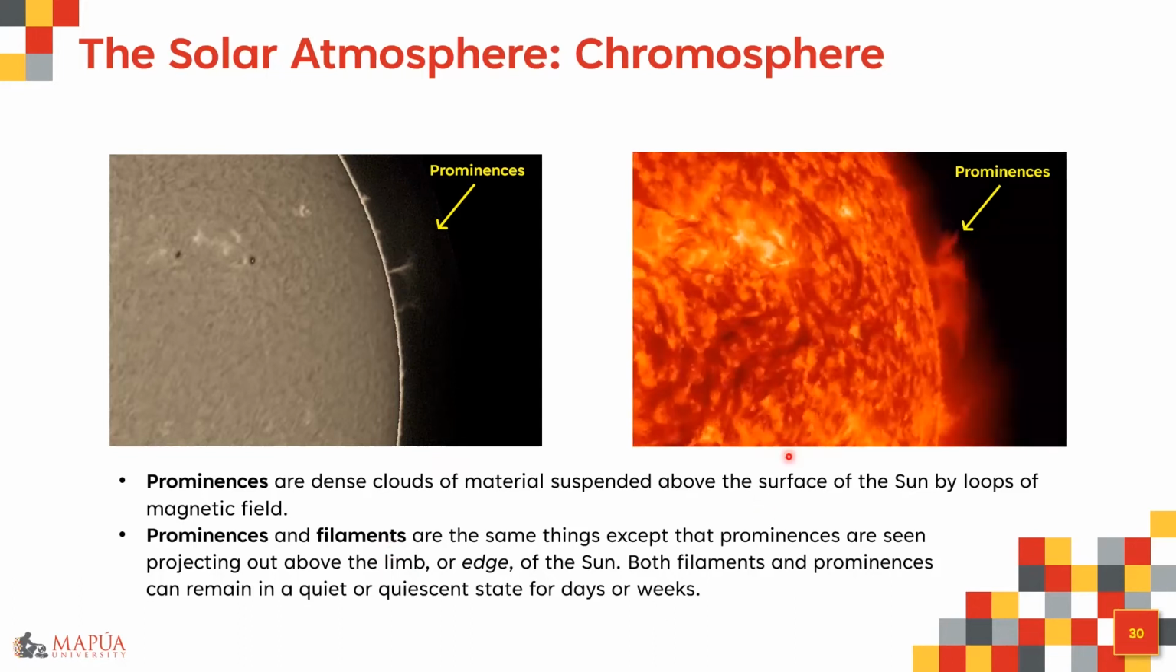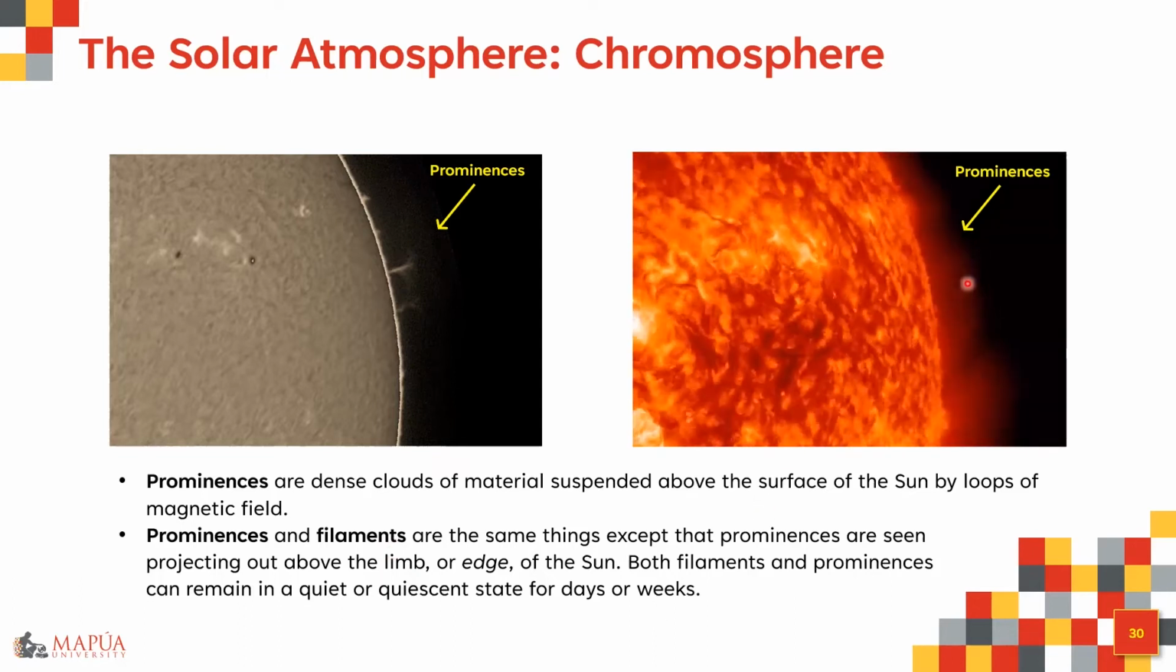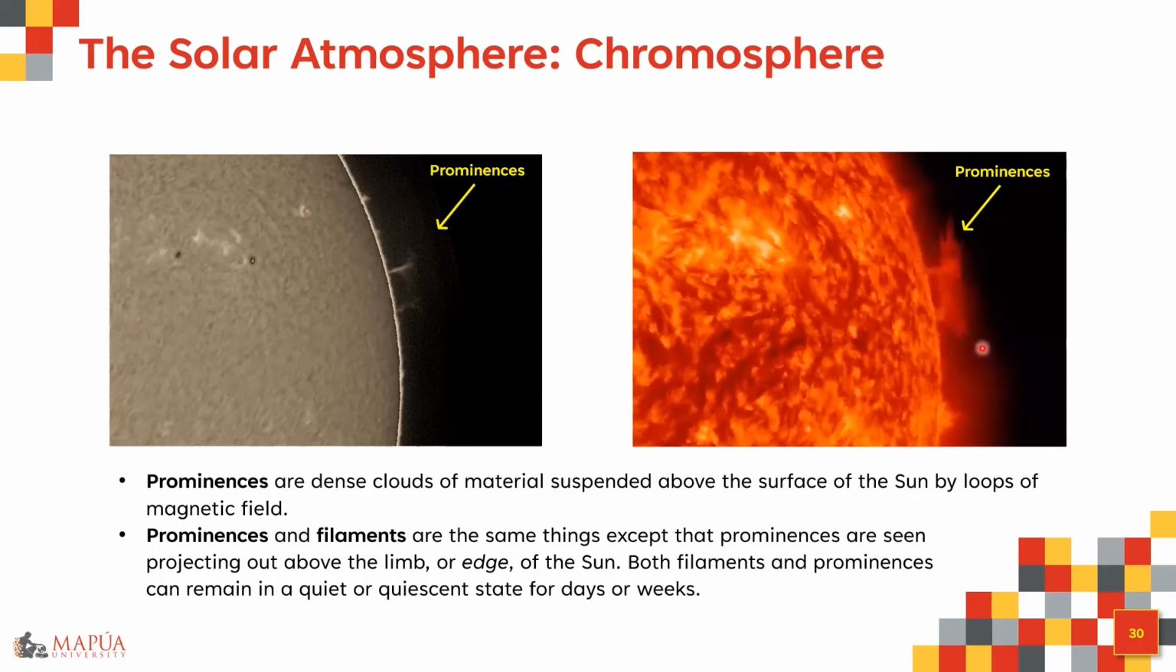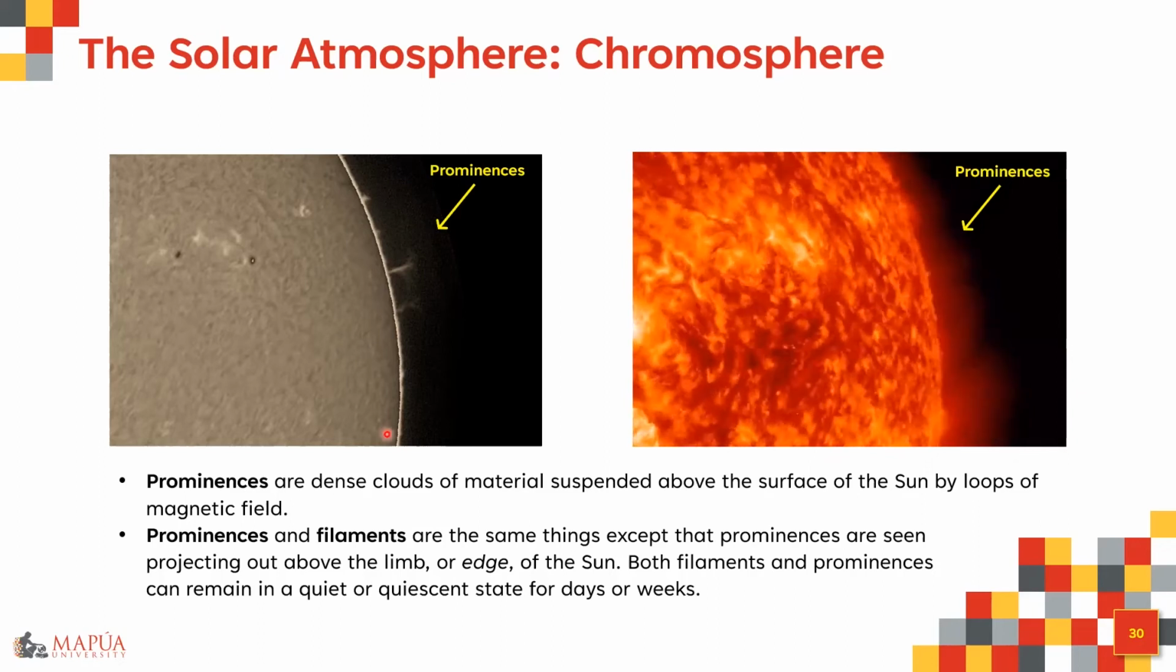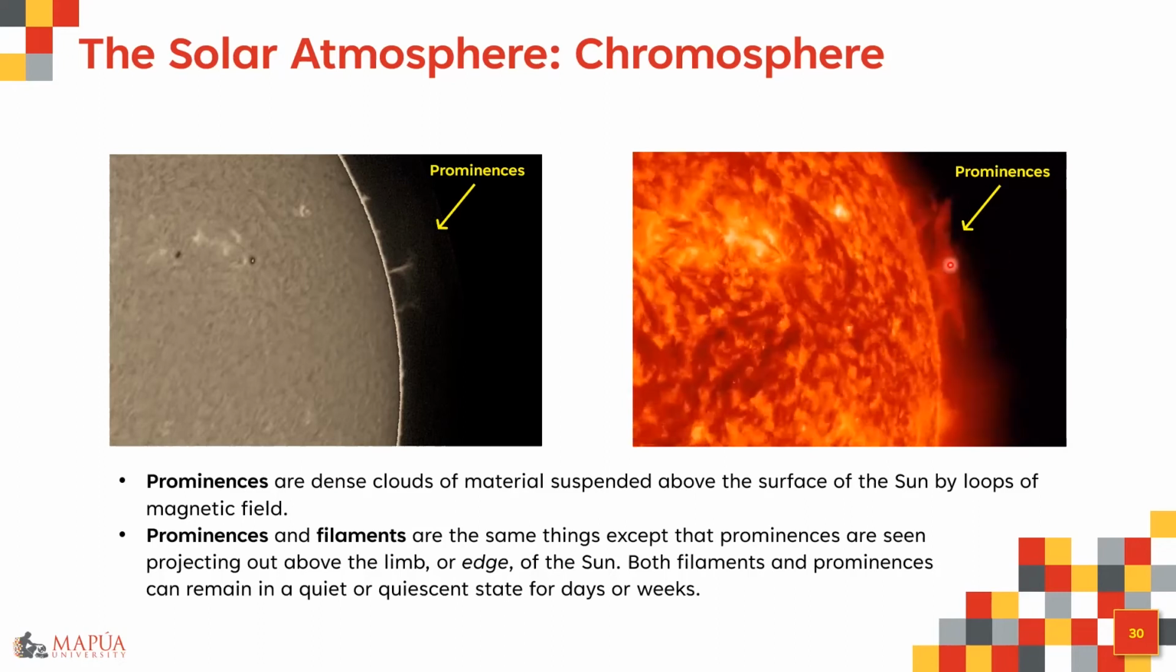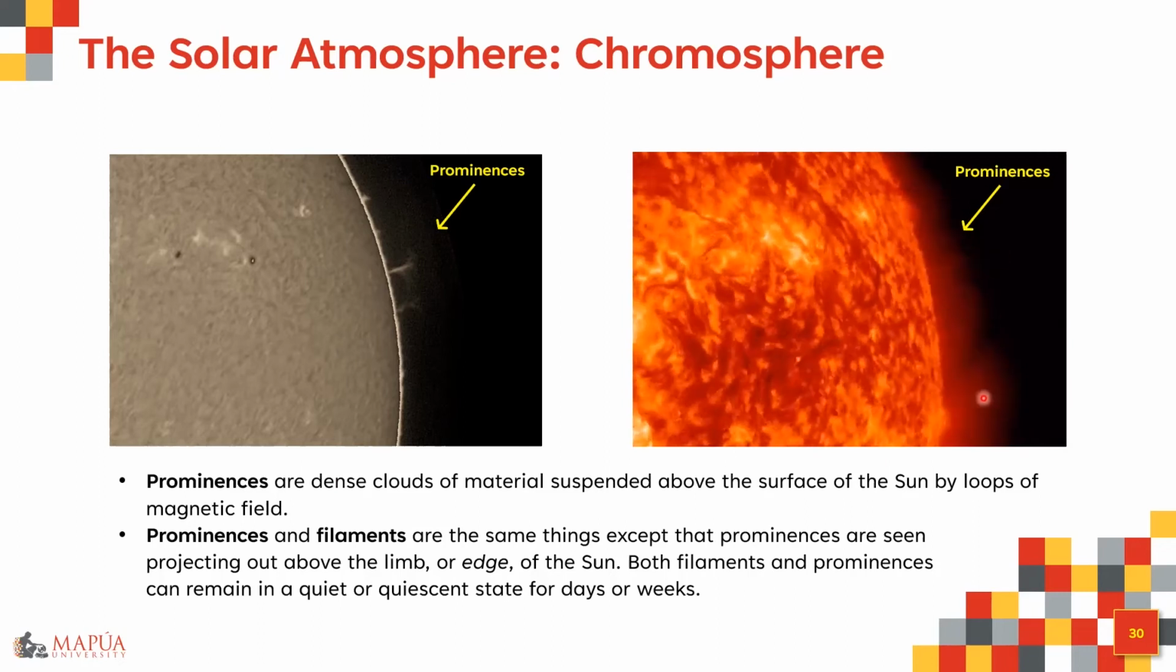We're going to look at the animation. So these are your prominences. As mentioned, these are dense clouds of material suspended above the surface of the sun.